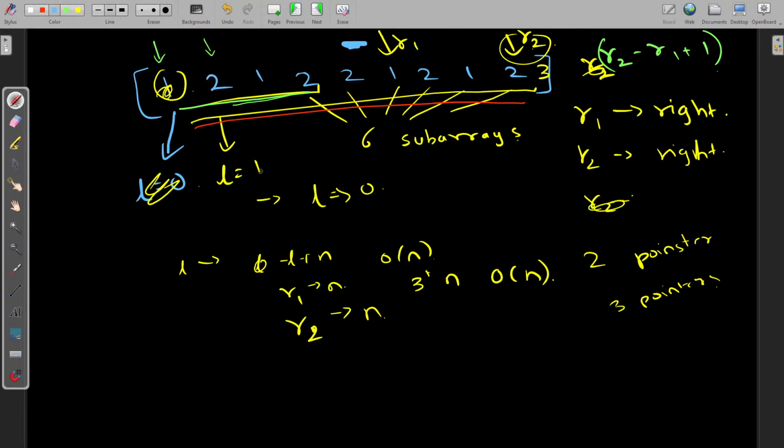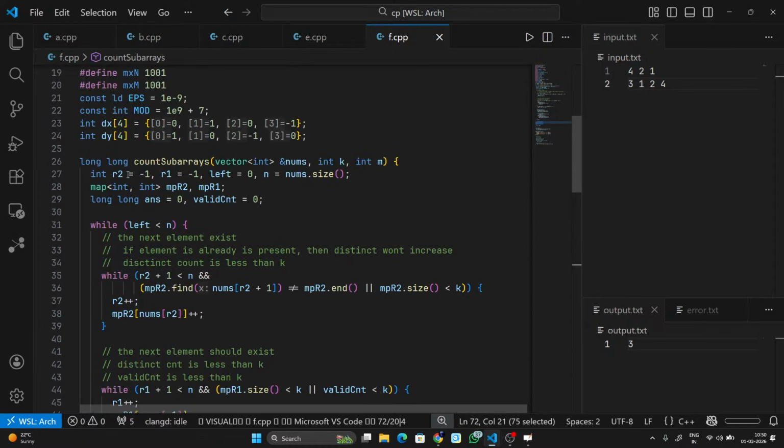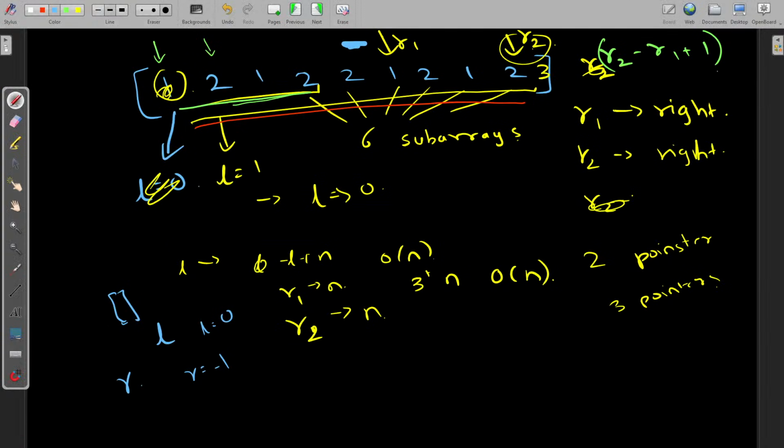The condition is when my left pointer is ahead of the right pointers, then that means I have encountered an empty subarray. So what I need to do is I just need to increment L by 1 and initialize R again to 1 behind L. So you can actually see in my code, I have initialized R2 as -1, R1 also as -1 and left as 0. So what does that mean?